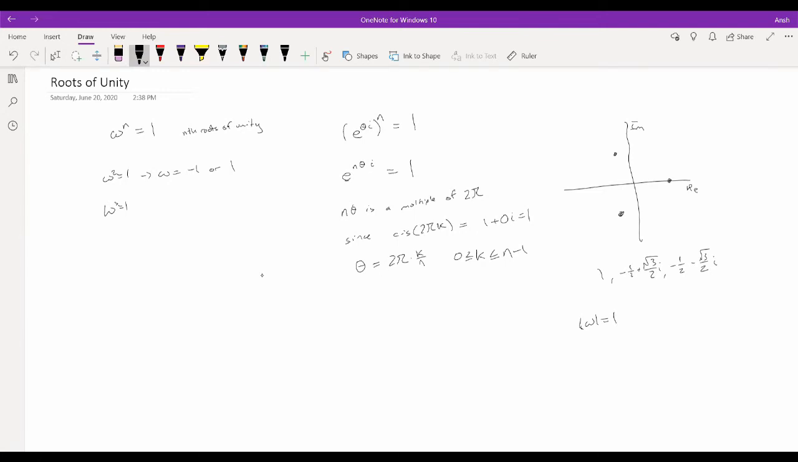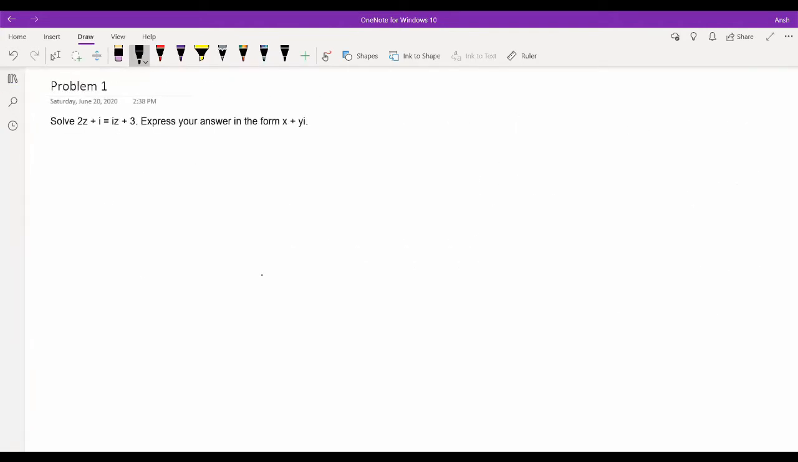So now we'll move on to some of our practice problems. Our first expression is another practice problem on the basic arithmetic of imaginary numbers. If we have that 2z plus i equals iz plus 3, we want to solve for what z is. You can rearrange this by moving the i over to one side, so we get that 2 minus i times z equals 3 minus i. To solve this, we divide both sides by 2 minus i as we would with normal algebra, and we get that z equals 3 minus i divided by 2 minus i.